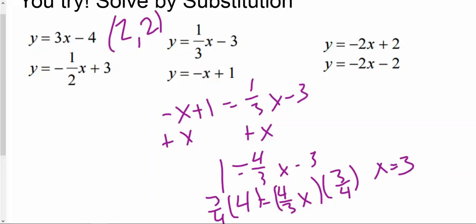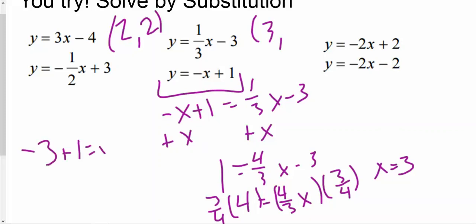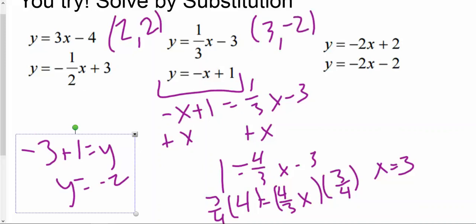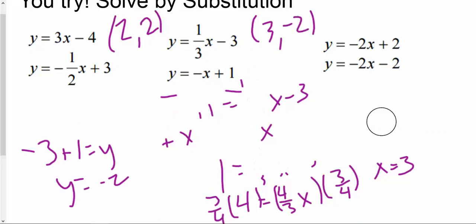So now from there, if I know x is 3, I figure out which one would be easier to plug into. I think this bottom one's probably the easiest one to plug into. And so we get negative 3 plus 1 is y. We get y is negative 2. If we do the exact same thing with that top equation, we get the same thing, right? Which is good. That's what we're expecting to see.